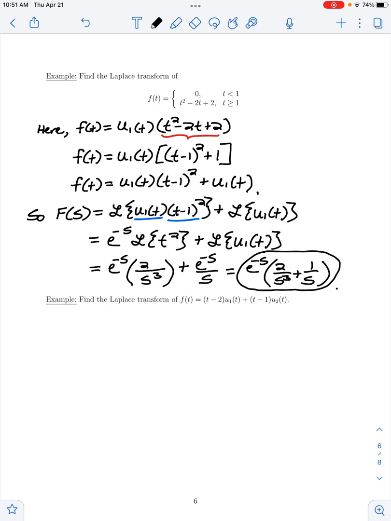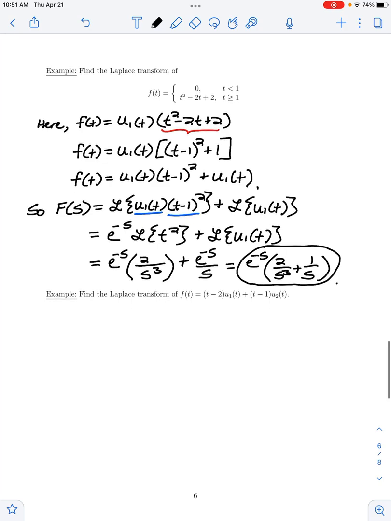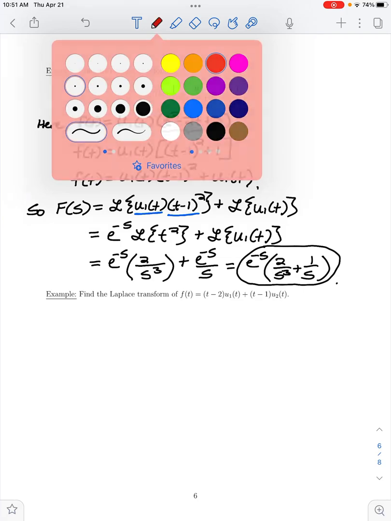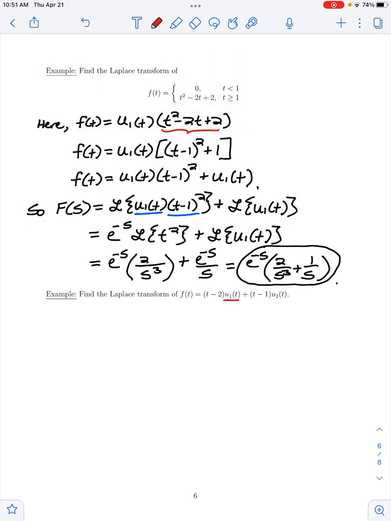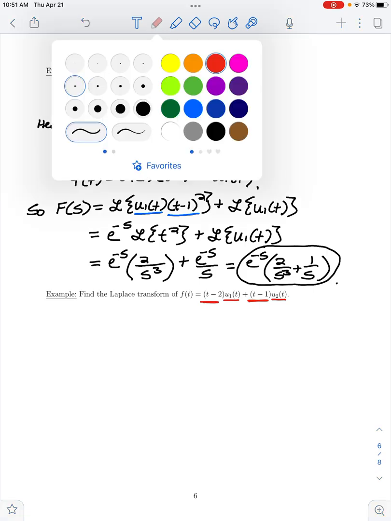So let's look at another example of this. In the next example, we're asked to find the Laplace transform of this function f of t, and we can see that it's defined in terms of the unit step functions, u1 and u2. And I'm multiplying these functions, u1 and u2, by some function of t. So I'm going to be making use of my new theorem.